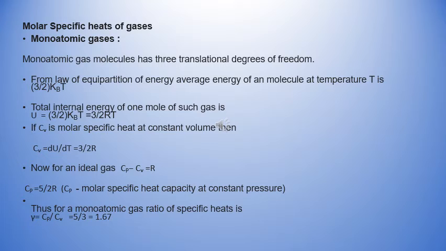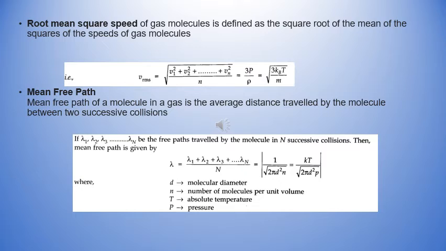Similarly, we can calculate Cp, Cv and gamma for diatomic and polyatomic or triatomic gases also. For diatomic gases, the value of gamma is 9/7, which is 1.28, and for triatomic gas, it is 1.33. The root mean square or RMS speed of gas molecules is defined as the square root of the mean of the squares of speed of all the gas molecules.